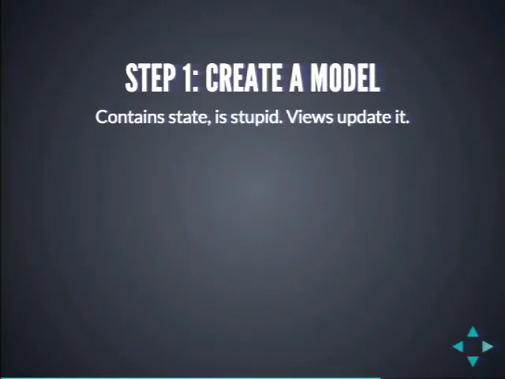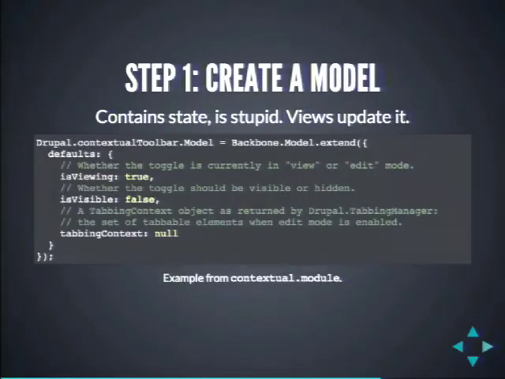So, step one, create a model. The model contains a state and is stupid. It doesn't contain business logic. It should be stupid. And it's really up to the views to update it, because views handle input and output, so whenever input happens, we can update the model to update the state.